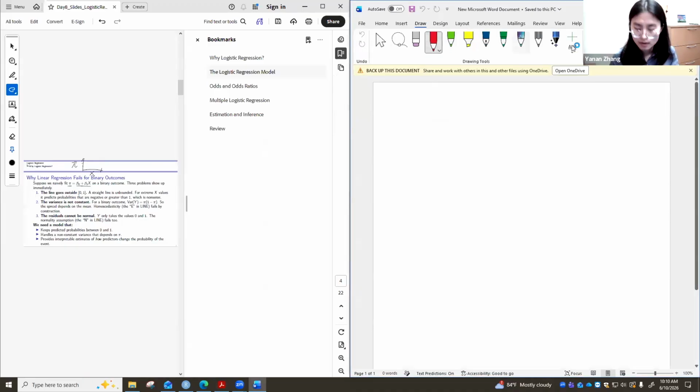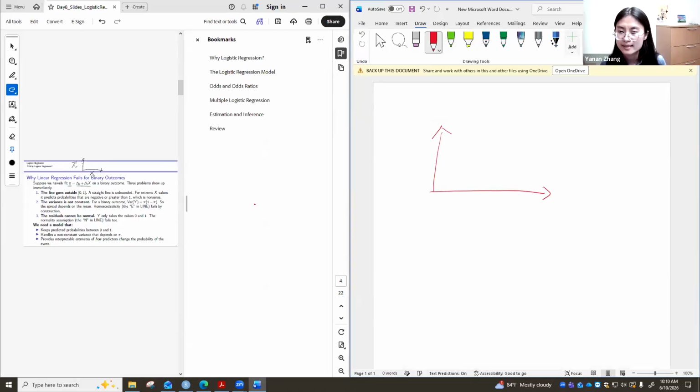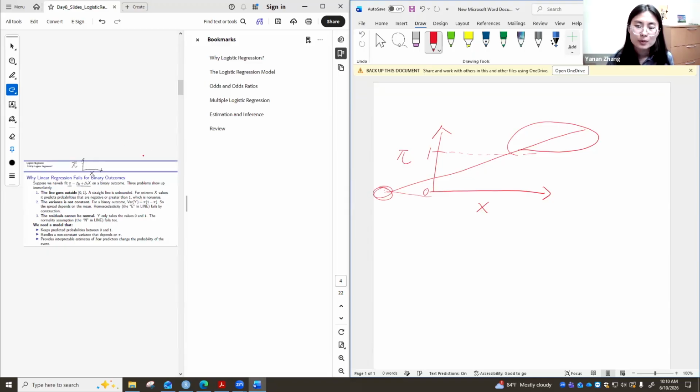All right. Suppose we fit a linear regression. Horizontal axis is our predictor X, and vertical axis is our probability of success pi. We know pi goes from 0 to 1, right? If we fit a positive line, so the line looks like this, then at a larger value of X, the linear part goes beyond the value of 1, and at a very small value of X, the probability goes below 0.